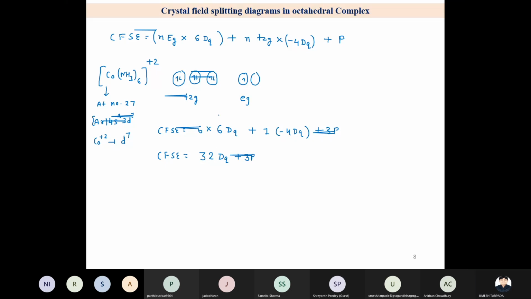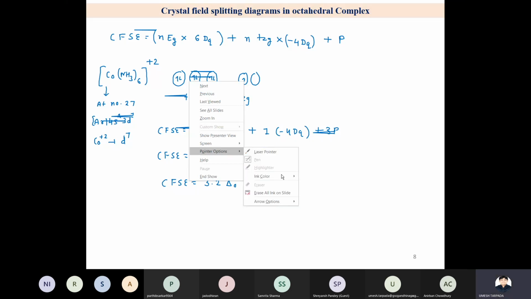6 dq into 6, that is 36, and 1 into 4, that is minus 4, so it becomes 32. Or if you want to write in octahedral splitting unit, then it should be 4 into 6, since T2G is lower. Sorry, I wrote this wrong; since T2G is lower, it should be 4. Of course, correct.